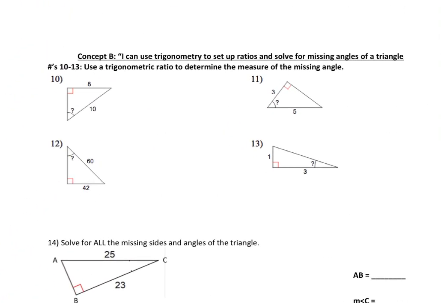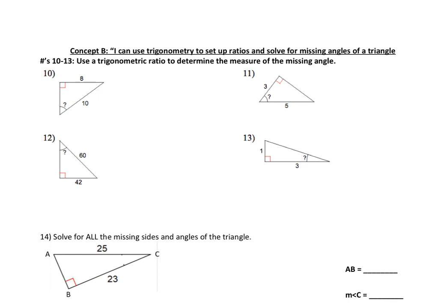All right, so number 10, we're now solving for the missing angle. So in this case, we are going to be using inverse trig anytime we're solving for the angle. So we're solving for that angle. We're still going to label our sides.